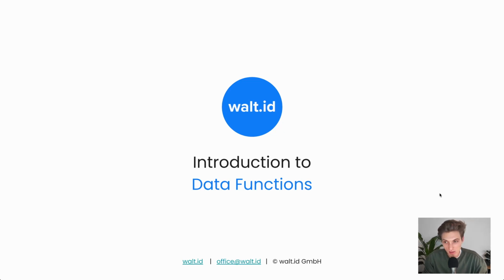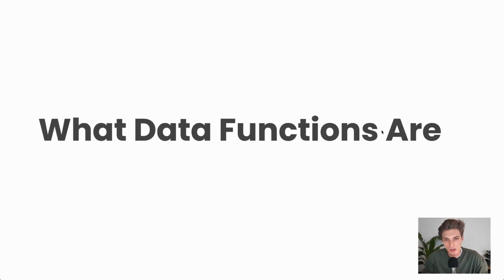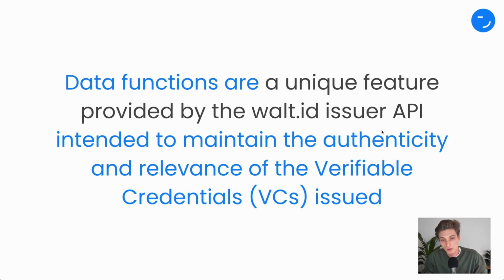Today, we have a look at data functions and how they can help us to ensure issued credentials always contain up-to-date and most current information. So, what exactly are data functions? Data functions are a unique feature provided by the walt.id issue API, intended to maintain the authenticity and relevance of the verifiable credentials that are issued.